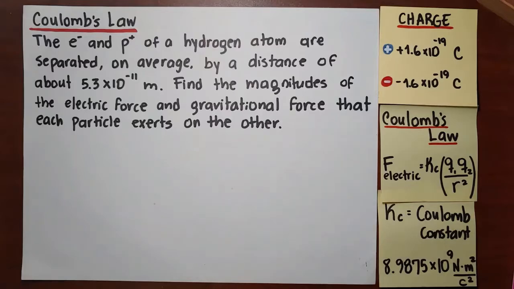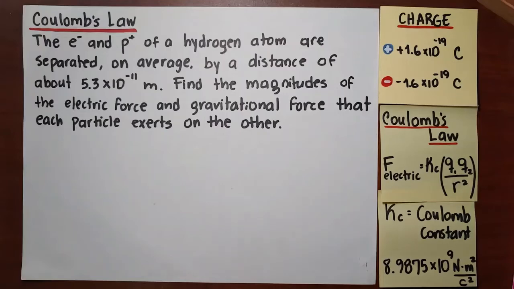Morning. We're going to learn today about Coulomb's law. The electrons and protons of a hydrogen atom are separated on average by a distance of about 5.3 times 10 to the negative 11 meters. Find the magnitudes of the electric force and gravitational force that each particle exerts.